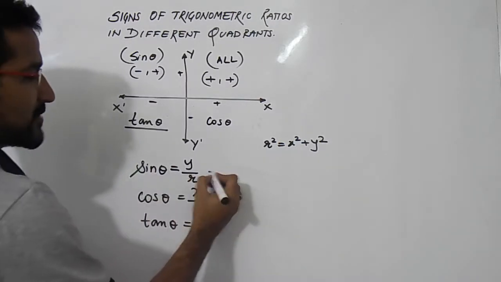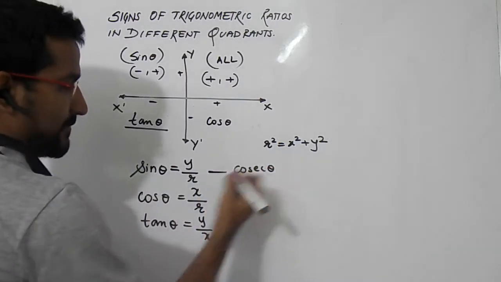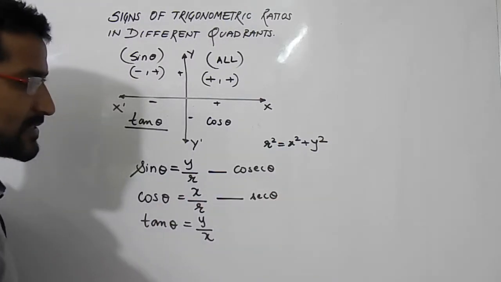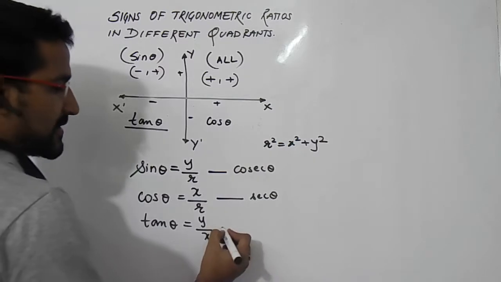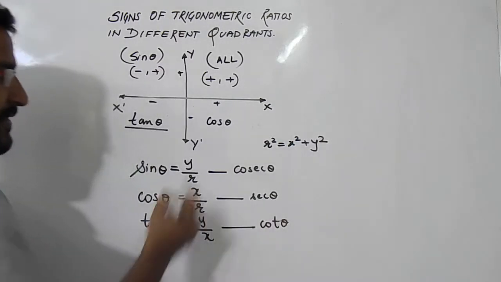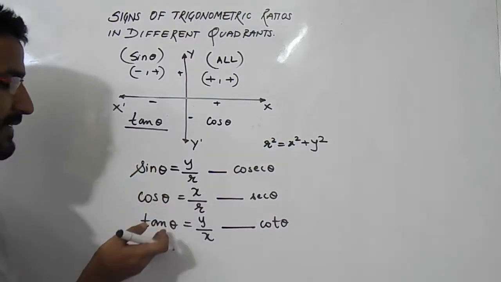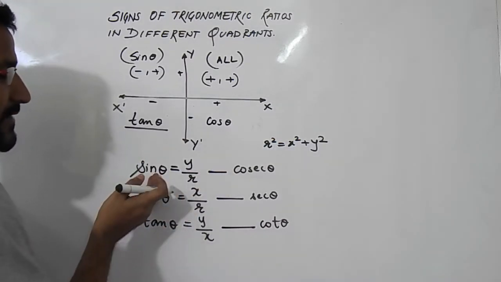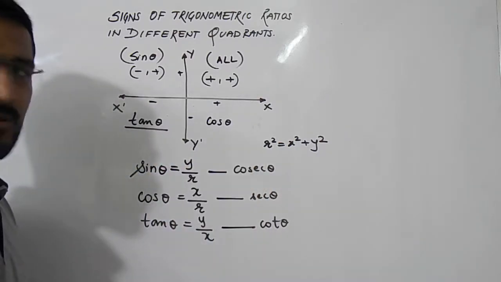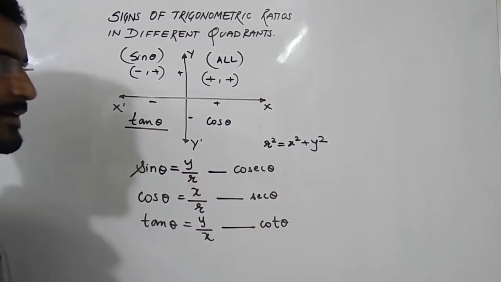Now if sine is positive, cosec will also be positive. If cos is positive, the reciprocal of that function is sec, so sec will also be positive. If tan is positive, cot will be positive. So we are just talking about sine, cos and tan. If sine is positive in any quadrant, for example in the second, sine and cosec both will be positive and all others will be negative.